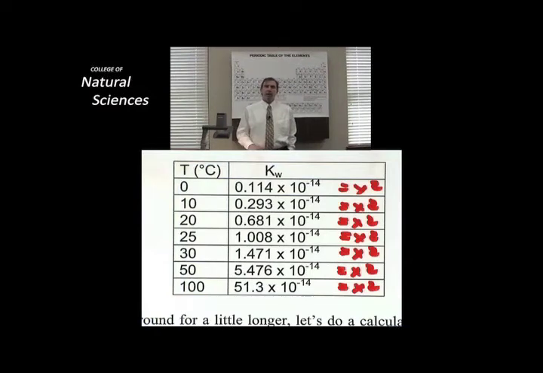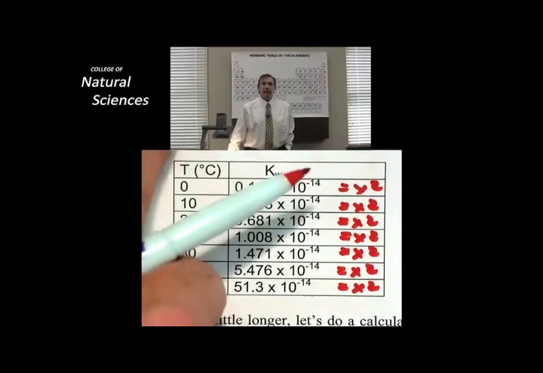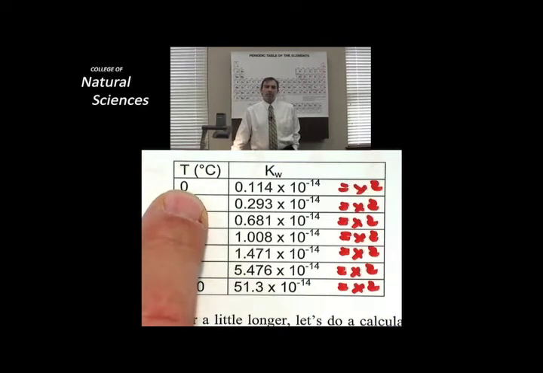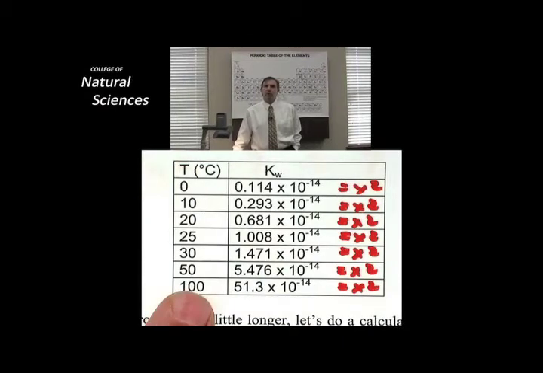So let's do some of this math right here to see what these K values are. That's the great thing about exponent math. It's so darn easy to do. Let's take a look at these boundaries here. Let's find out what the value is for the proton concentration at ice water temperature, the proton concentration when water is boiling, and compare it to room temperature.